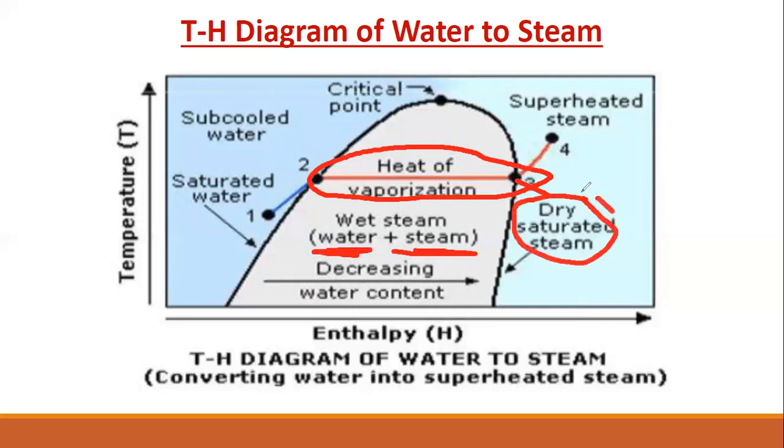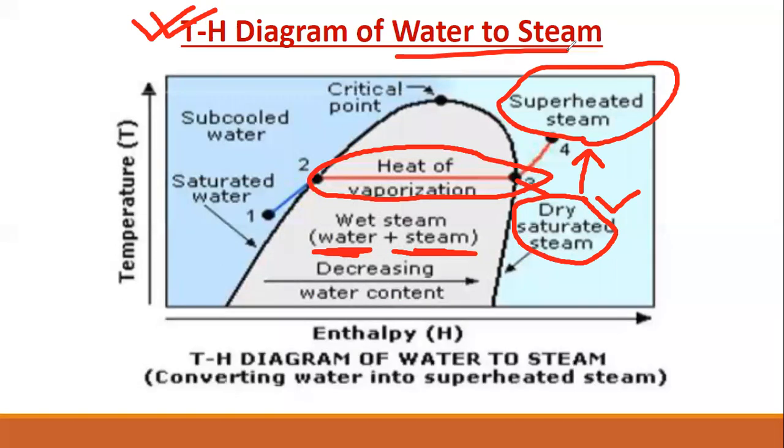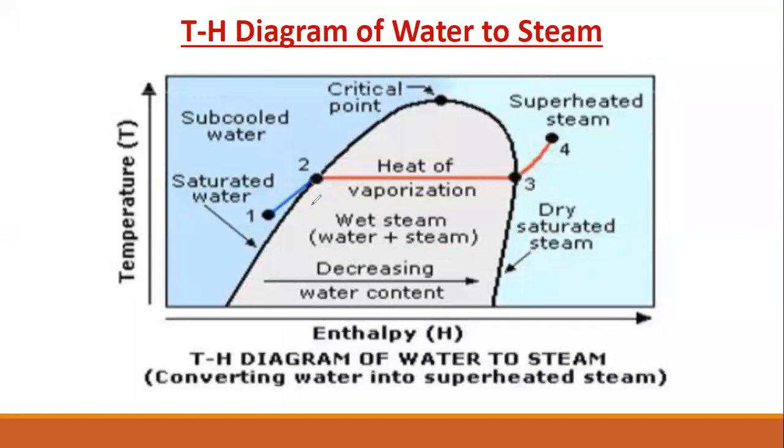After that, if we continuously give more heat to this steam, this is known as superheated steam. So there are basically three types of steam, and this diagram is also known as the TH diagram of water to steam. Remember, there are two types of heat basically here. You can see in this transition that one is known as sensible heat. We'll also study this in the next class. One is sensible heat, one is latent heat.